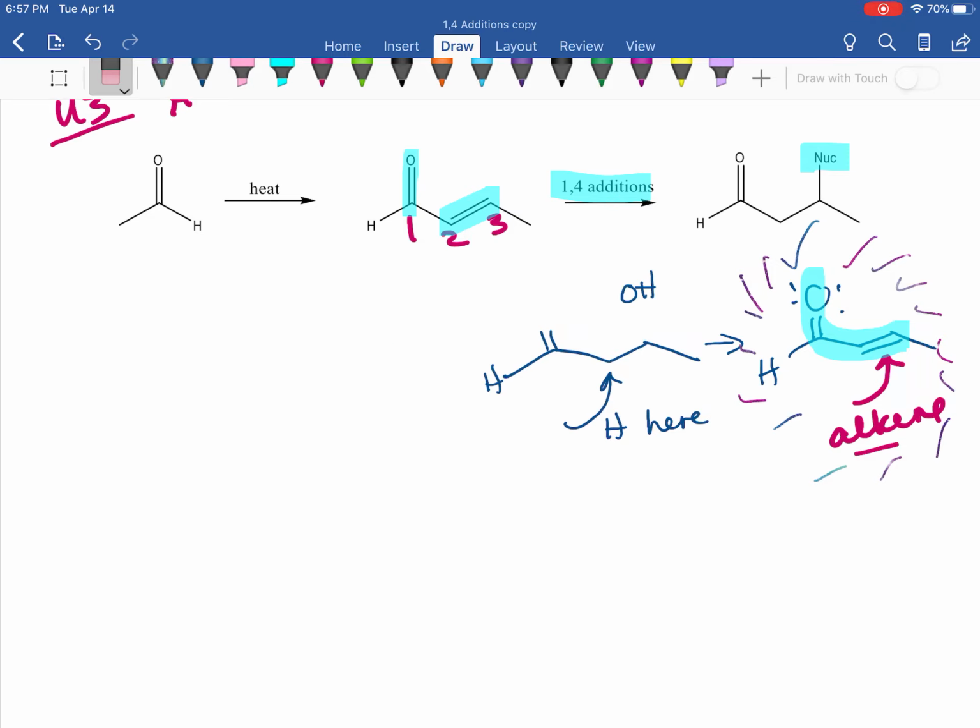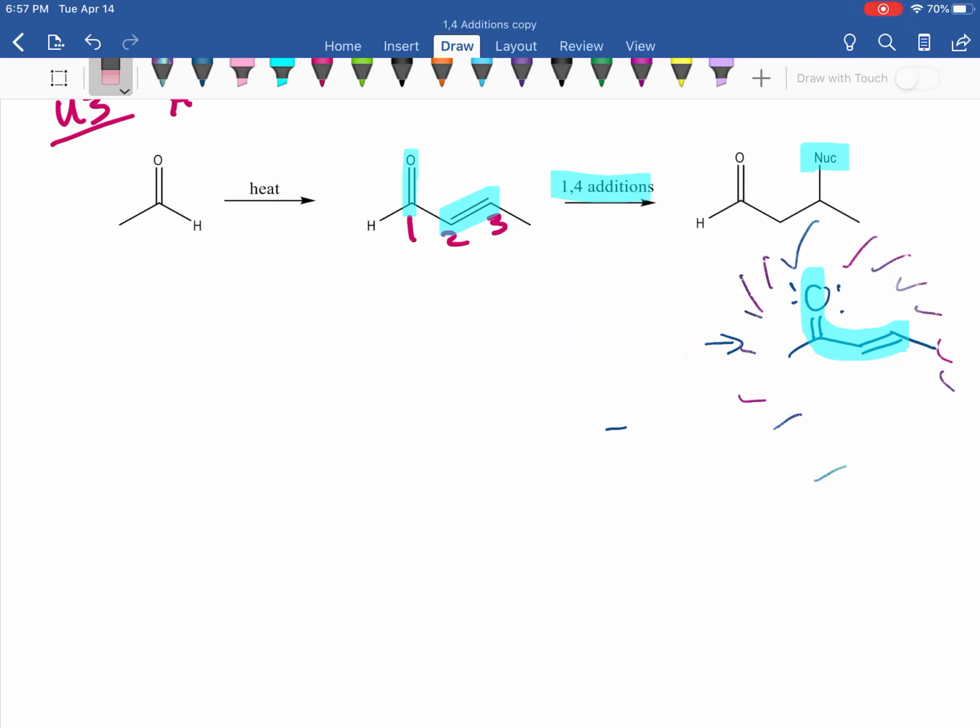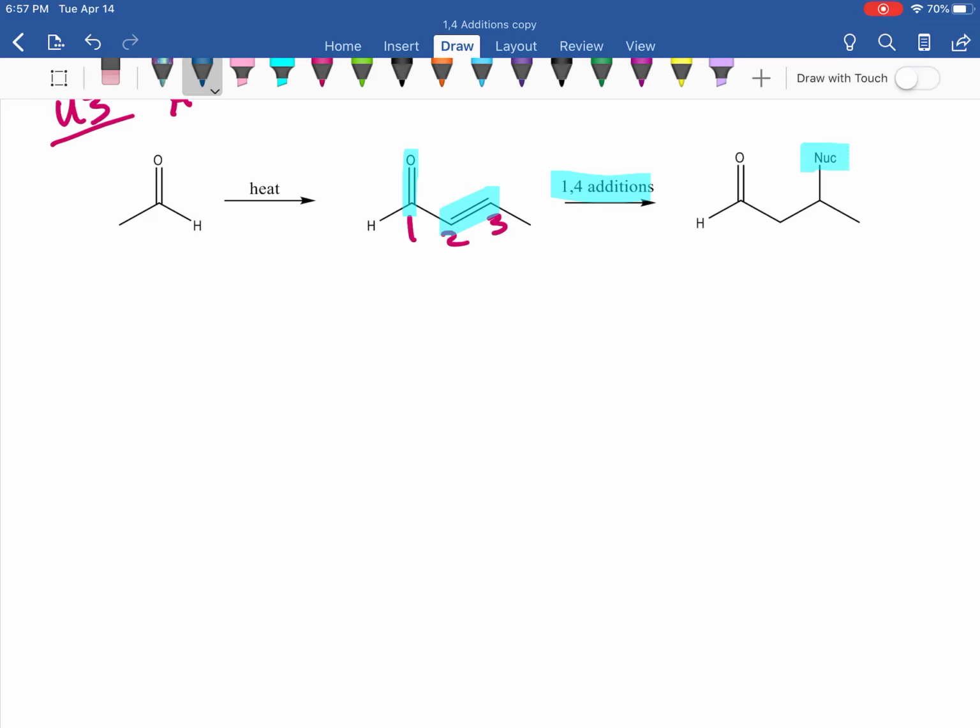I'm going to erase right here. I want to draw the 1,4 addition part. All right, and I love that it just goes right with the aldol. We are taking that test right now. Now we just get to expand it. It's going to be so much fun.